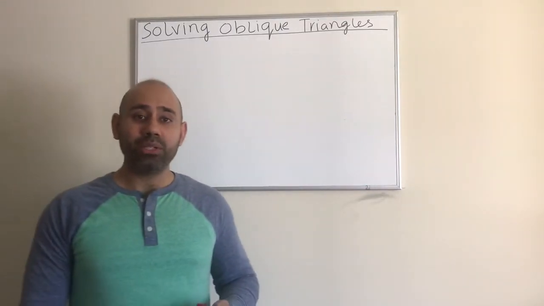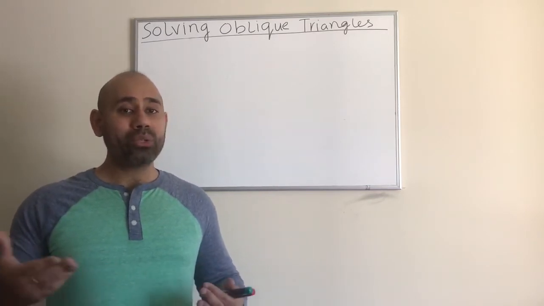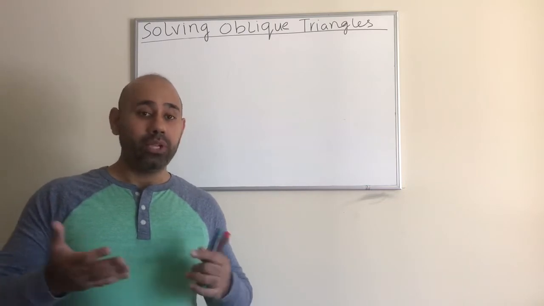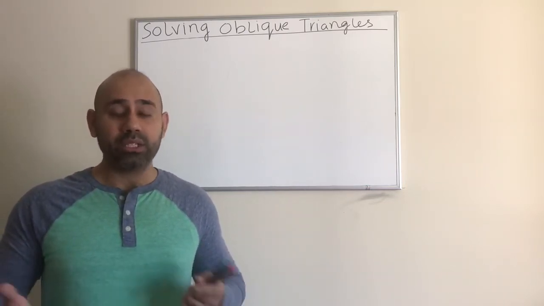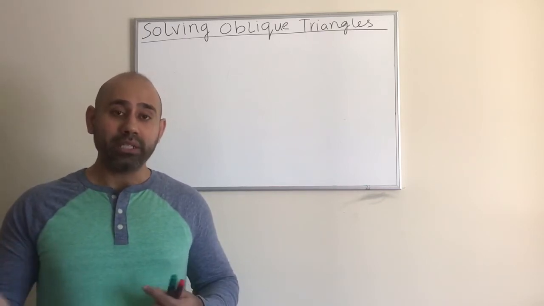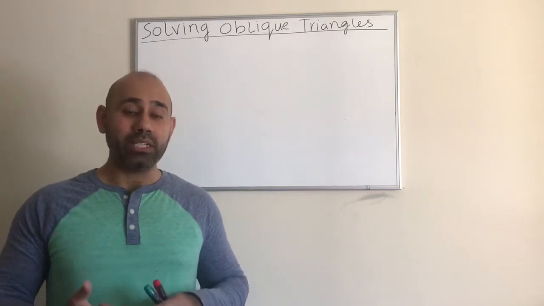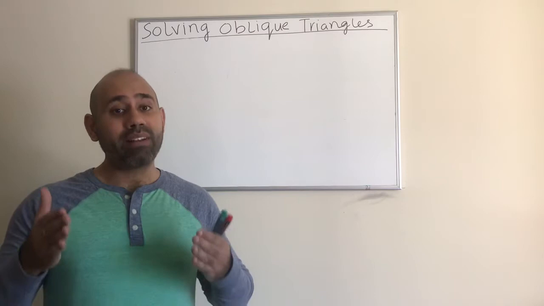In this video, I want to talk about how to solve an oblique triangle. So far we know how to solve a right triangle, and to solve a right triangle, we use the basic definitions for the ratios like sine, cosine, or tangent. We know sine is opposite over hypotenuse, cosine is adjacent over hypotenuse, and tangent is opposite over adjacent. But those definitions only work for a right angle triangle.